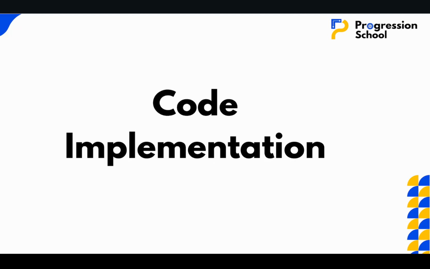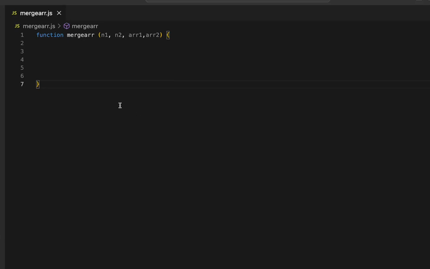In this video, we will see code implementation. Now let's see how we can solve this problem. So this is the code implementation of merge sorted arrays. So we have two sorted arrays, right? Array1 and array2 with size of n1 and n2.